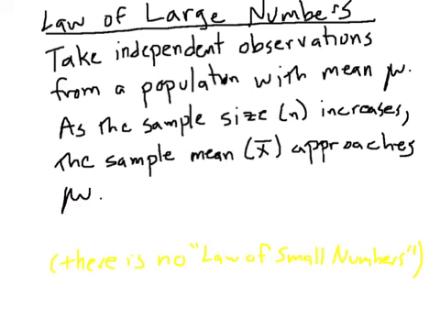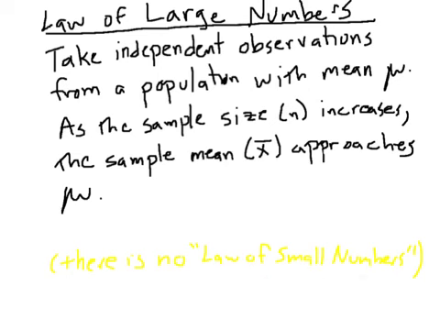And I want to mention that there is no such thing as the law of small numbers, which kind of works the other way. People sometimes think, if you're rolling a die or flipping a coin, oh look, I got three heads in a row, I'm due for getting a tails. Well, no, you aren't. Thinking you're due to get a tails is thinking there is such a thing as the law of small numbers.